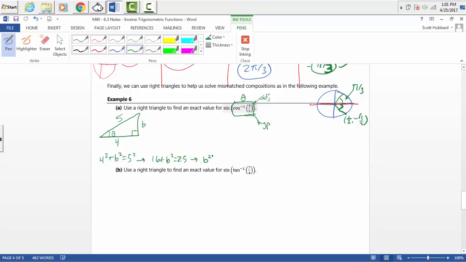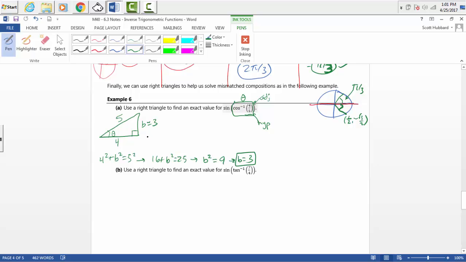which tells me b squared is equal to 25 minus 16, which would be 9. So b is equal to 3. That's called a Pythagorean triple, by the way. It's a good one to have handy. A 3, 4, 5 triangle. Pythagorean triple means all the sides are whole numbers.